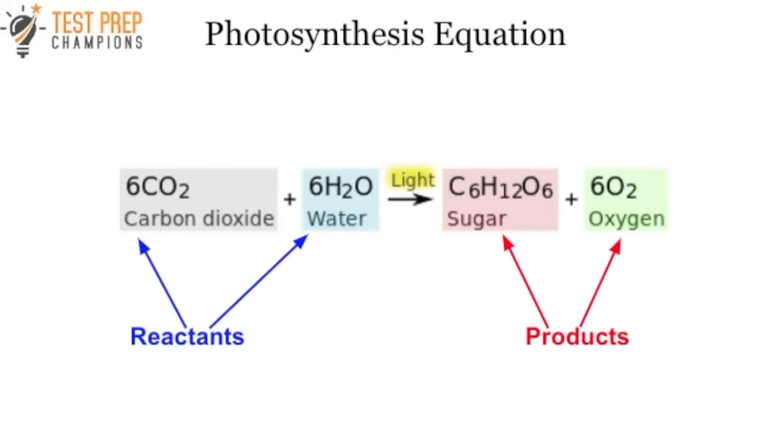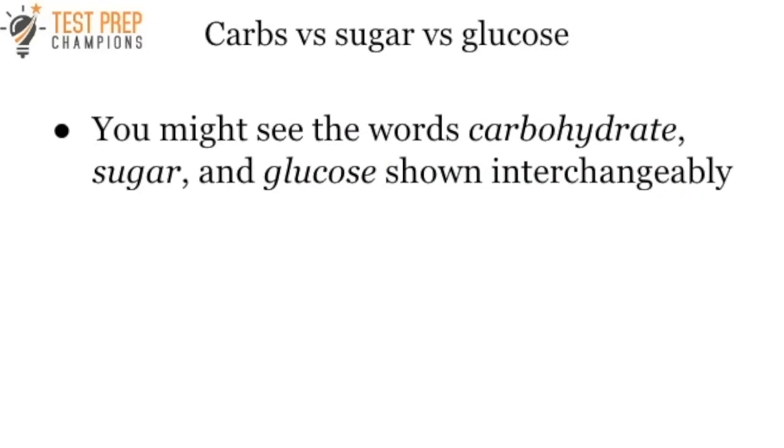As always, everything on the left-hand side of the equation, these substances are what we call the reactants. And you guessed it, everything on the right-hand side of the arrow, all the substances over here, we would call the products. So carbon dioxide and water are the reactants, and sugar and oxygen are the products. Now, just note that instead of sugar, they might show you carbohydrate, or they might give you the word glucose.